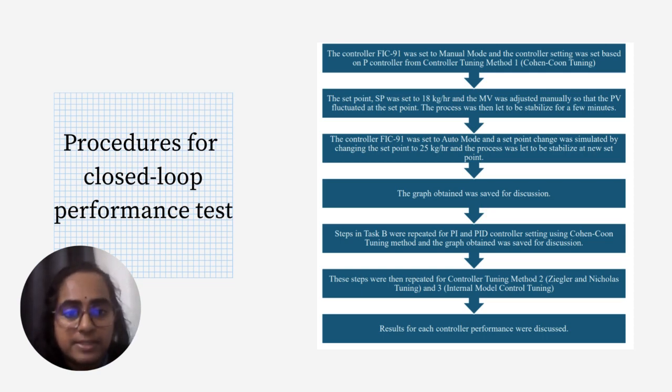Then the controller FIC91 was set to auto mode, and a set point change was simulated by changing the set point to 25 kg per hour, and then the process was left to stabilize at the new set point. Then the graph was obtained from the results for discussion. So the steps in task B were repeated for PI and PID controllers using the Cohen-Coon tuning method, and the graph of change was saved for discussion.